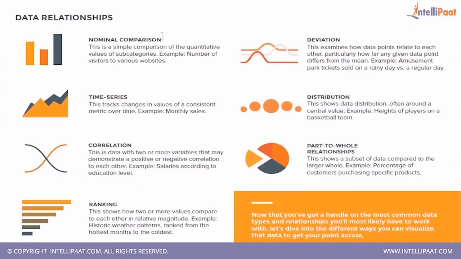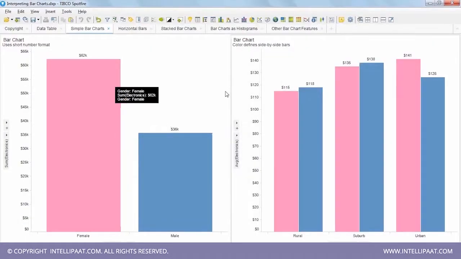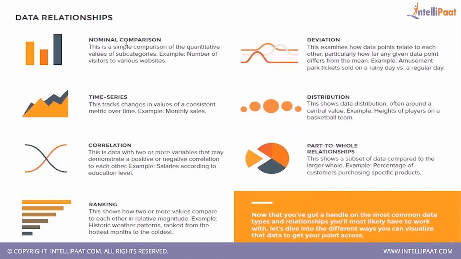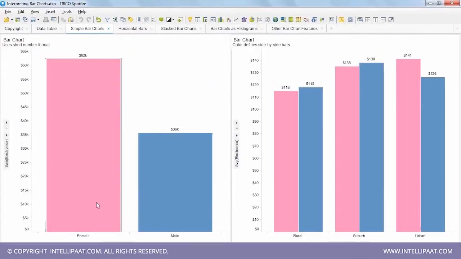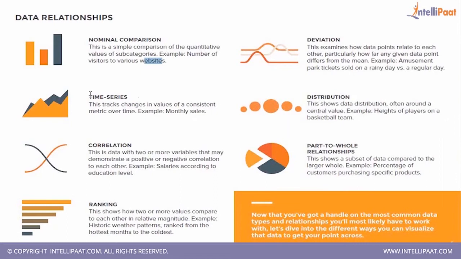Okay, so that's a nominal comparison. Again, it is not getting too much into Spotfire specifics at this stage. This is a very general visual theory kind of session that we are having right now. As you can see, it is a simple comparison of the quantitative values of the categories. If I have to plot something like the number of visitors to various websites, the various websites are going to come on my x-axis, and the number of visitors on my y-axis. If I have website A, website B, and website C, I'm going to have a bar chart with three categories.